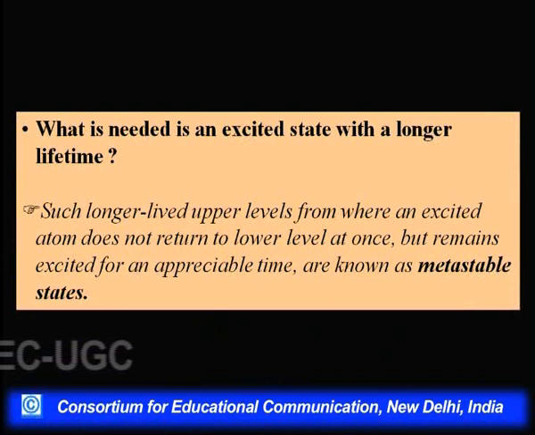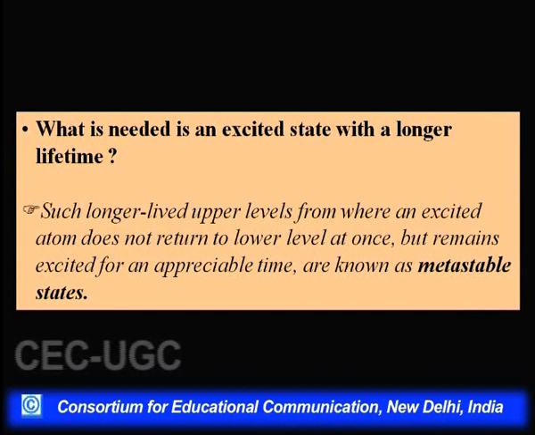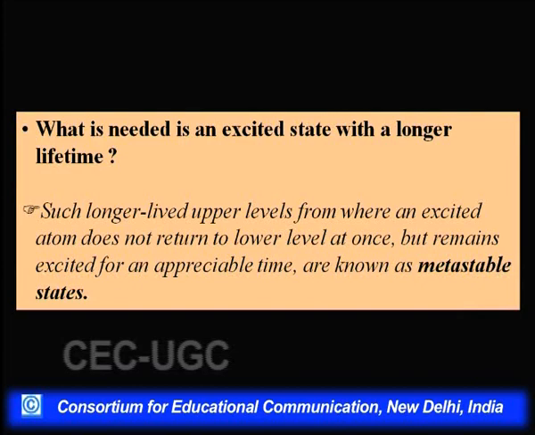Now, what is the need for an excited state of a longer lifetime? Such longer-lived upper levels, from where an excited atom does not return to the lower level at once but remains excited for an appreciable time, are known as metastable states. This state is also known as the relaxation state of an electron or atom. Atoms and molecules can stay here for a longer time. Atoms stay at a metastable state for about 10 to the power minus 6 to 10 to the power minus 3 second, which is 10 to the power 3 to 10 to the power 6 times longer than the stay at the excited levels.